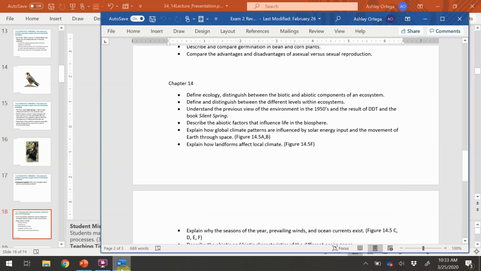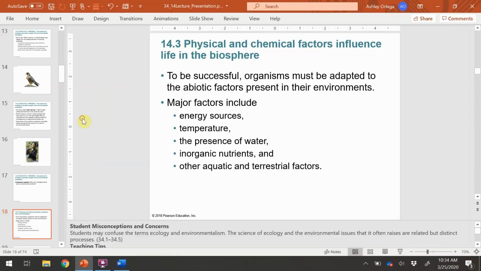So understand the previous view of the environment: nature was a force to be tamed. The result of DDT was that it stayed in the soil and everything, everywhere, for long periods of time. It reduced populations of birds of prey, and the book Silent Spring called attention to this.